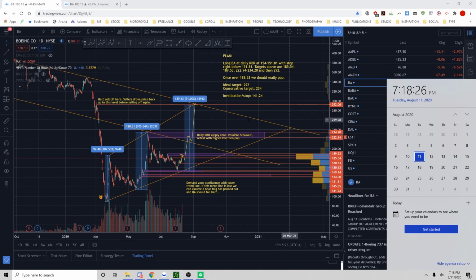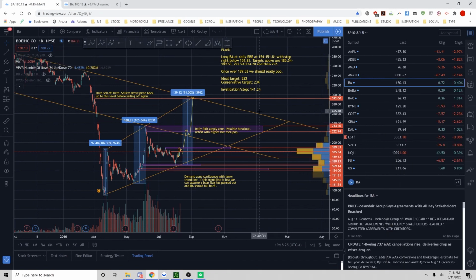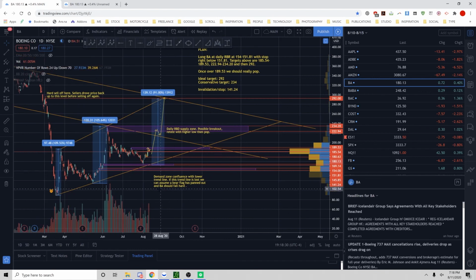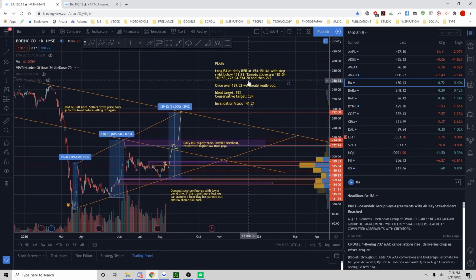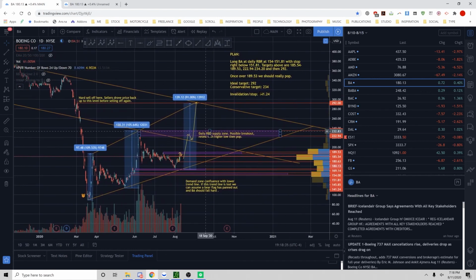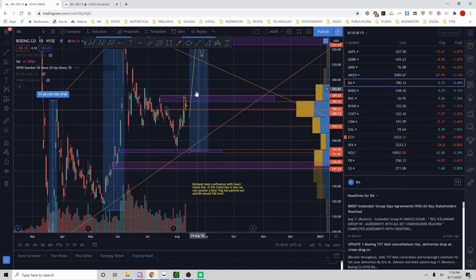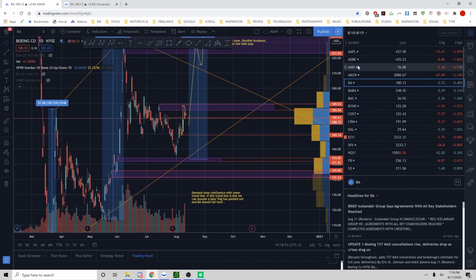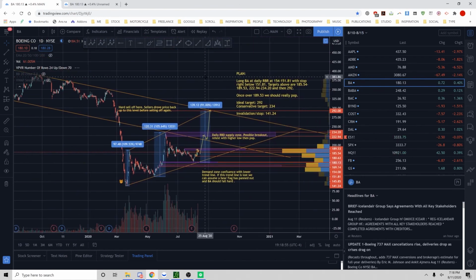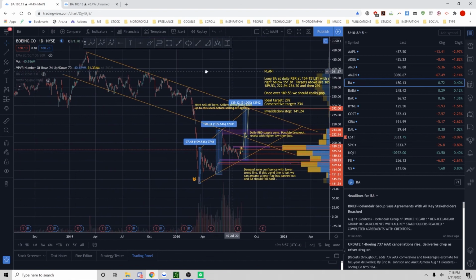I have the archived post somewhere for this. So you can see that my plan was to look at that rally-base-rally zone right here, stop below 158.1, and these were my upper targets. And this is actually the area we hit today, 189.53. If we were to get over that area, we'd really pop, but we did not, and we sold off. So let me know if you guys have any questions about that.